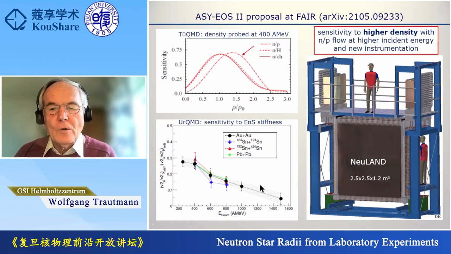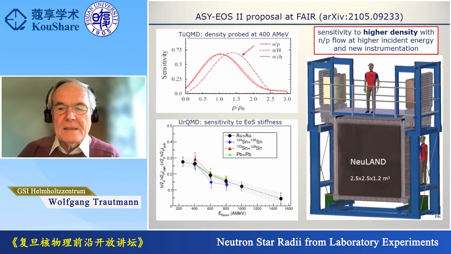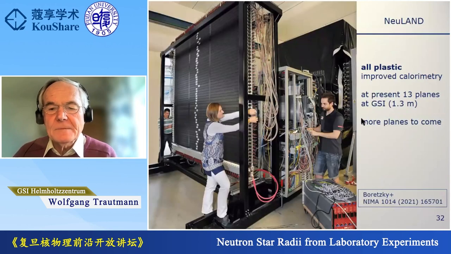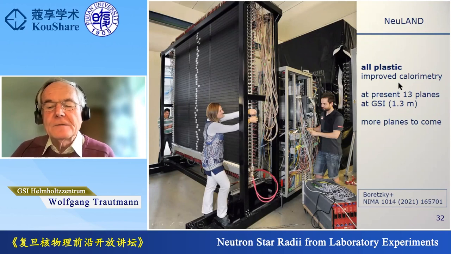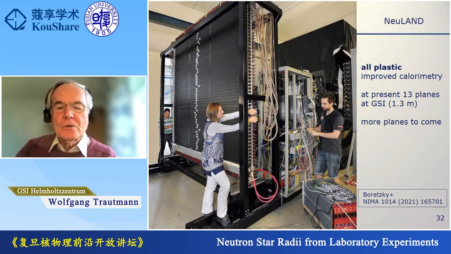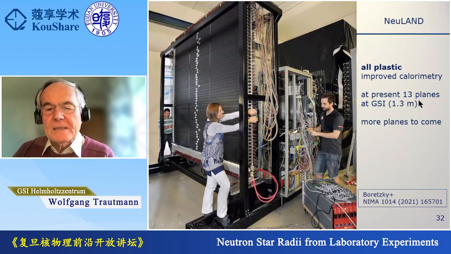The particular role for the squeeze-out of the mean field decreases slightly, and so we hope to be able to compensate this with new instrumentation, higher sensitivity to the signal with new instrumentation. And one of them is the NeuLAND detector. It's all plastic, which allows for improved calorimetry and improved separation of the various charged particles, protons, neutrons, tritons, and so on. And at present at the GSI, there are 13 planes existing.